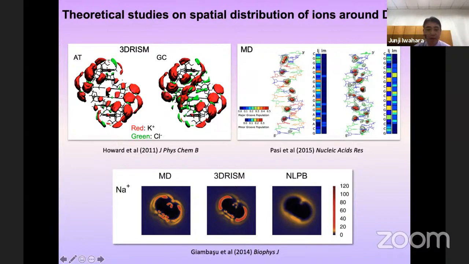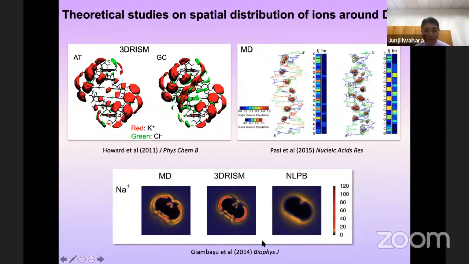Some people also use MD to study ion distribution around nucleic acids. And this is from a paper published in 2015. It was from Richard Raveri's group. They use long MD to analyze ion distribution around DNA. But depending on what kind of models, theoretical models you use, you may get quite different results.